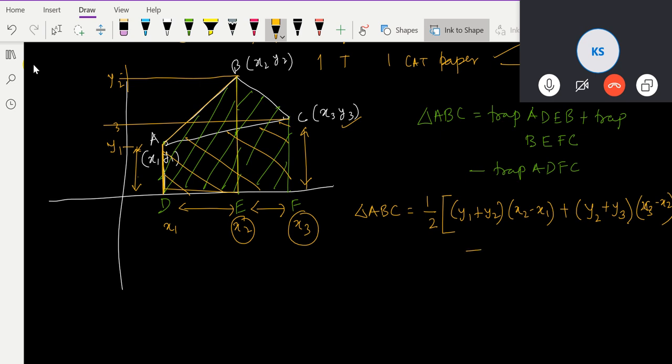And the third trapezium is ADFC. Which are the parallel sides? AD and FC. What is AD? It is y1. What is FC? y3. And what is the distance between them, DF? x3 minus x1.